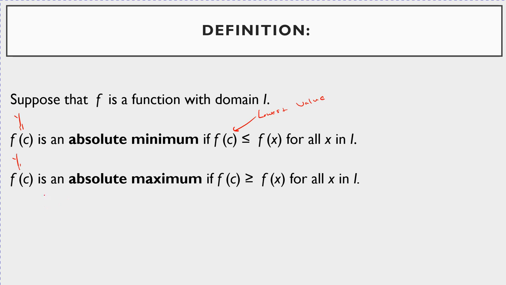And the flip is true for the absolute max. So f of c is an absolute max if f of c is greater than or equal to f of x for all x in I. So this is the max value. Okay. Just a quick note, absolute maximum and minimum can occur at more than one point. And you'll see that in an example, what I mean by occur at more than one point.